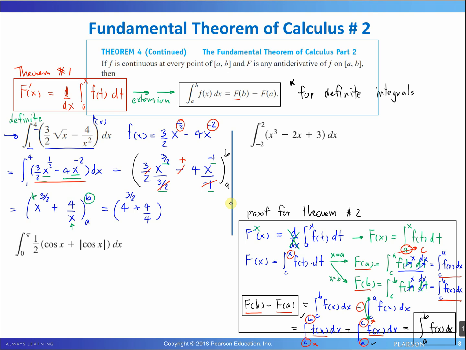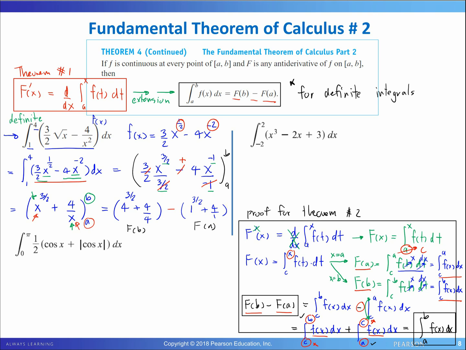This is big F antiderivative at b. Now minus, and it corresponds to this minus sign right here. Big F at a, the next one, we need to find big F of a. And it's equal to, now a goes in, right here and right here. So this becomes 1 to the power of 3 over 2 plus 4 divided by 1. And this is big F at a.